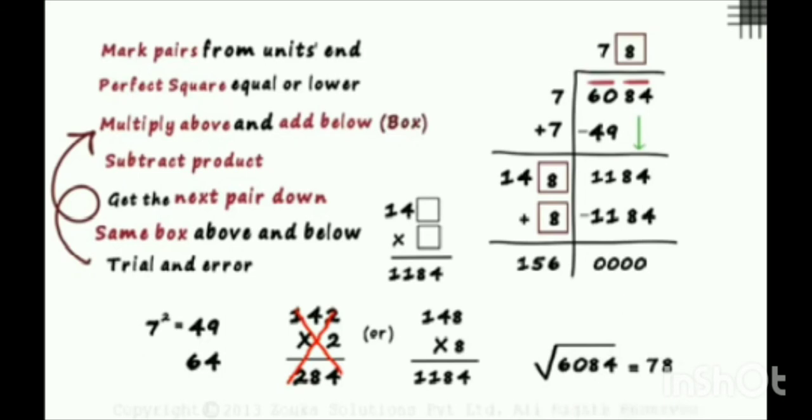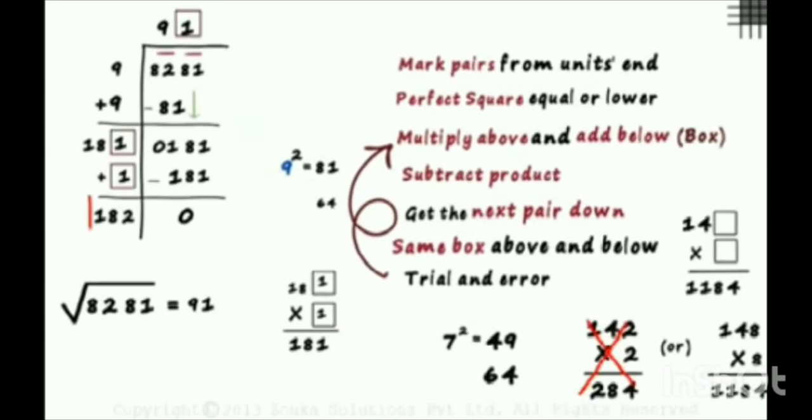How do we check if our answer is correct? One way is to multiply the answer with itself and see if we get the original number. The other way is interesting. This number here will always be twice the answer. 156 is 78 multiplied by 2. In the previous example too, 182 is the double of 91. Wait a moment. What if we had 5 digits in our number? After choosing 2 pairs, only 1 digit will be left. We will see an example based on 5 digits in another video.